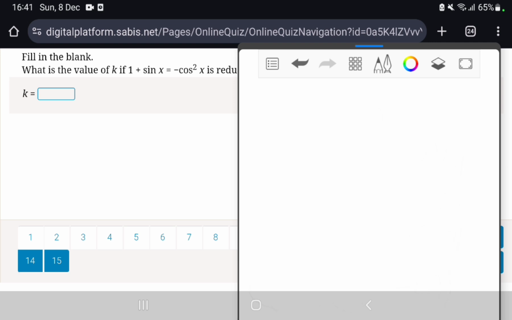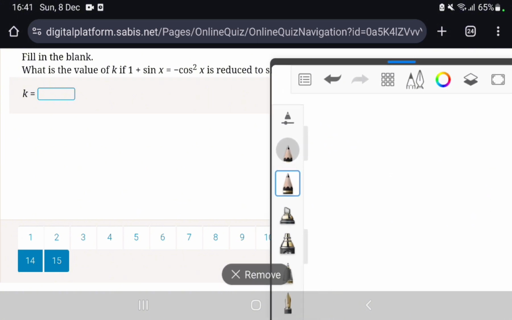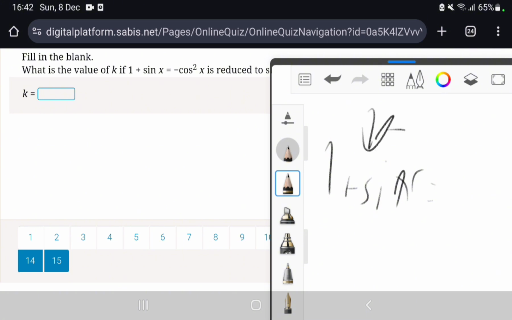Just give me a second, guys. Just that they want it now in sine. So it's going to be 1 plus sine x equals to 1 minus sine squared plus cosine squared equals 1. So it's going to be sine squared minus 1.